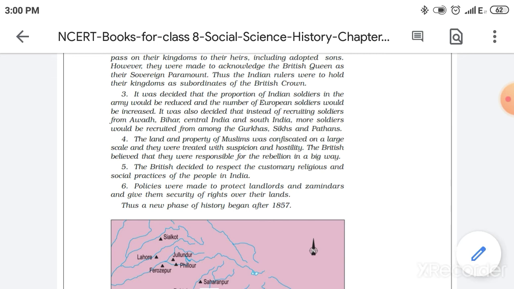Now, the fourth point, the land and property. Britishers had a belief that this revolt was done basically by the Muslims. They believed that Muslims were responsible in a big way for this revolt. It was just a belief, otherwise there was nothing like that. Only Britishers assumed this, and on that basis they confiscated.